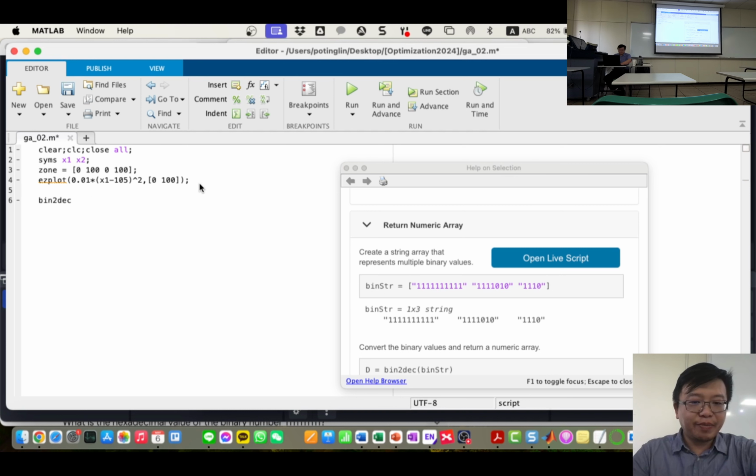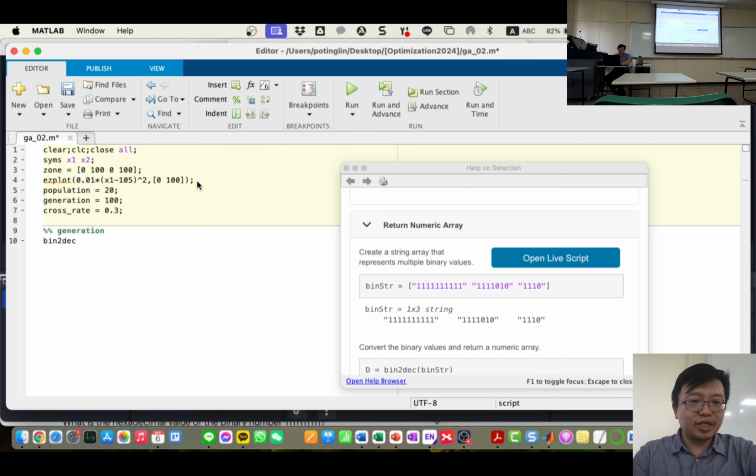So initially, this is a generation, right? I need some basic settings. Population equals 20, and generation, I said 100. And let's say the crossover rate is 30%, and the mutation rate is 5%.